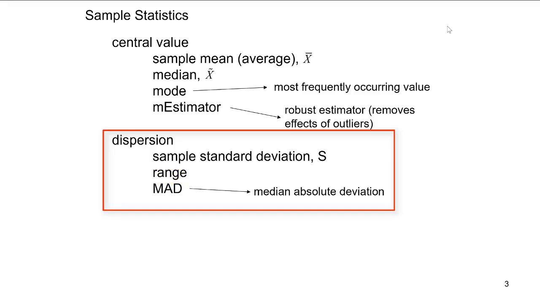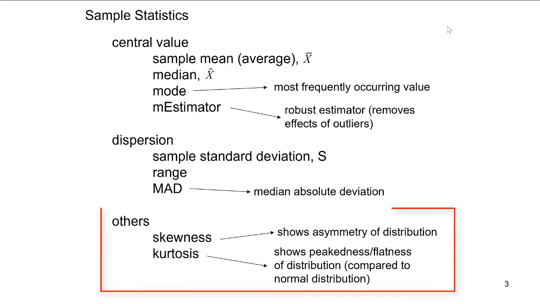Some people will use this measure of dispersion known as MAD, the median absolute deviation. There are some others that I'll show you related to how symmetric the distribution is. That's skewness. It shows the asymmetry of the distribution. If a distribution is skewed one way or the other, then you're going to get a negative or positive skewness.